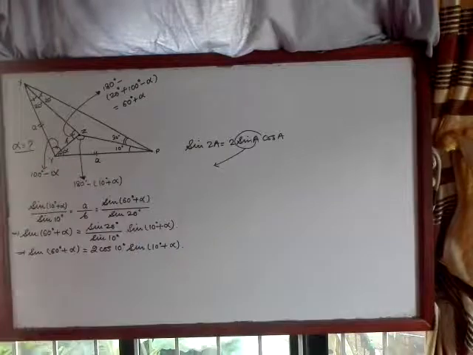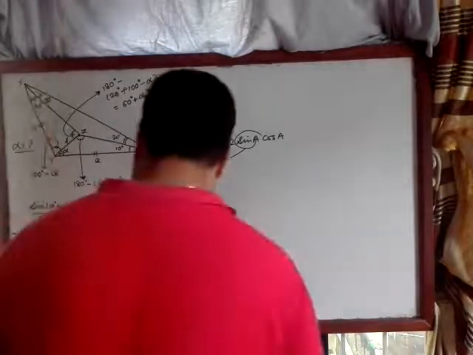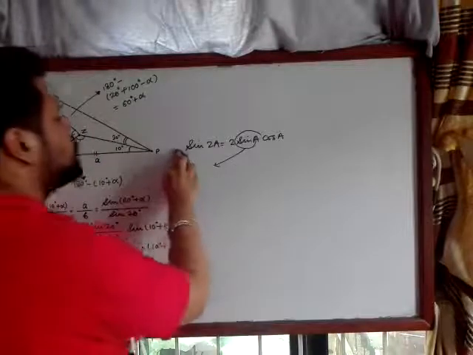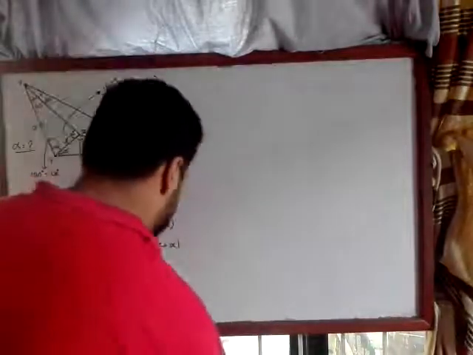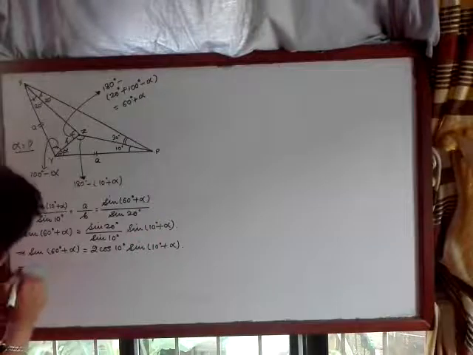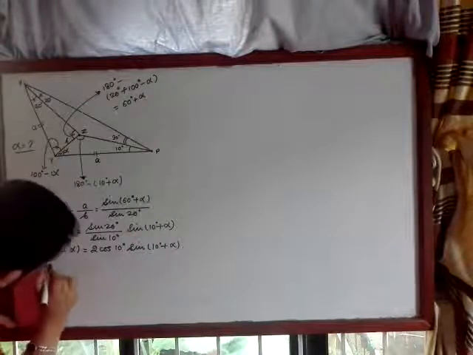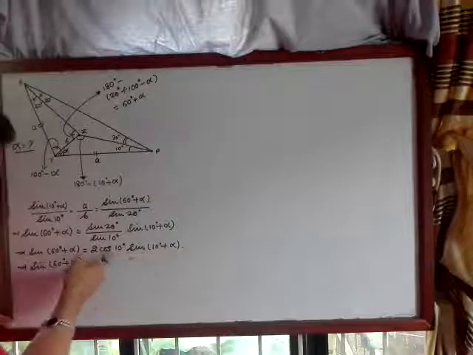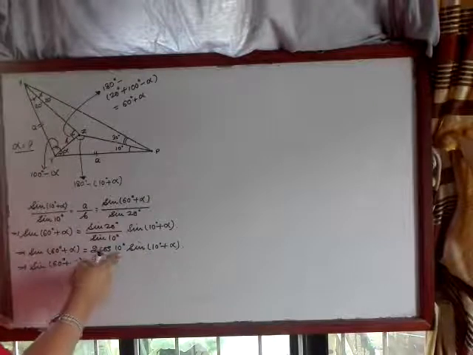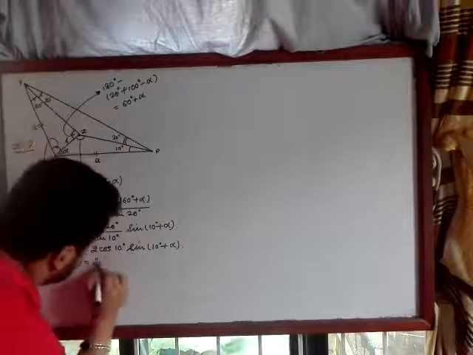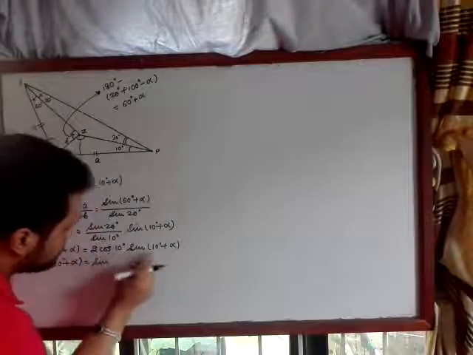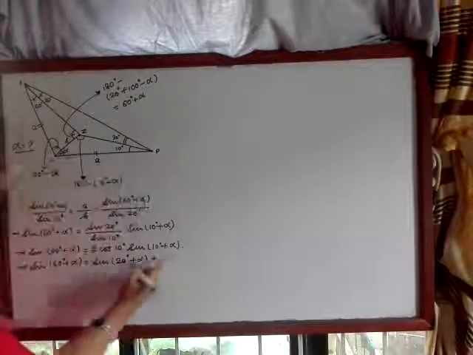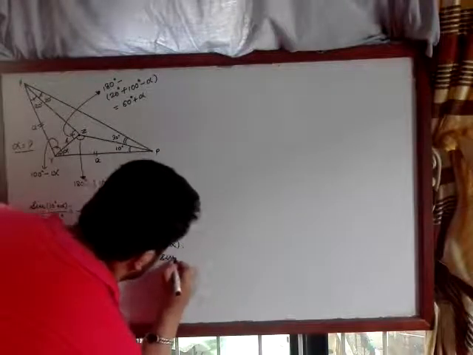Okay, this is it. Next, we know that 2 sine A cos B means sine A plus B plus sine A minus B. So this is sine 60 degrees plus alpha equals sine A plus B plus sine A minus B. Sine A plus B means sine 20 degrees plus alpha, plus sine A minus B means sine alpha.